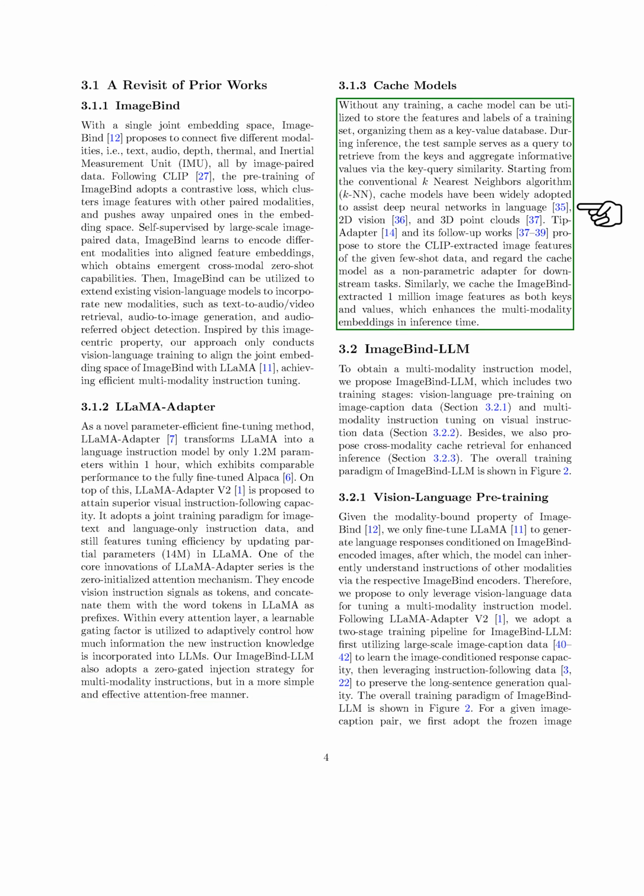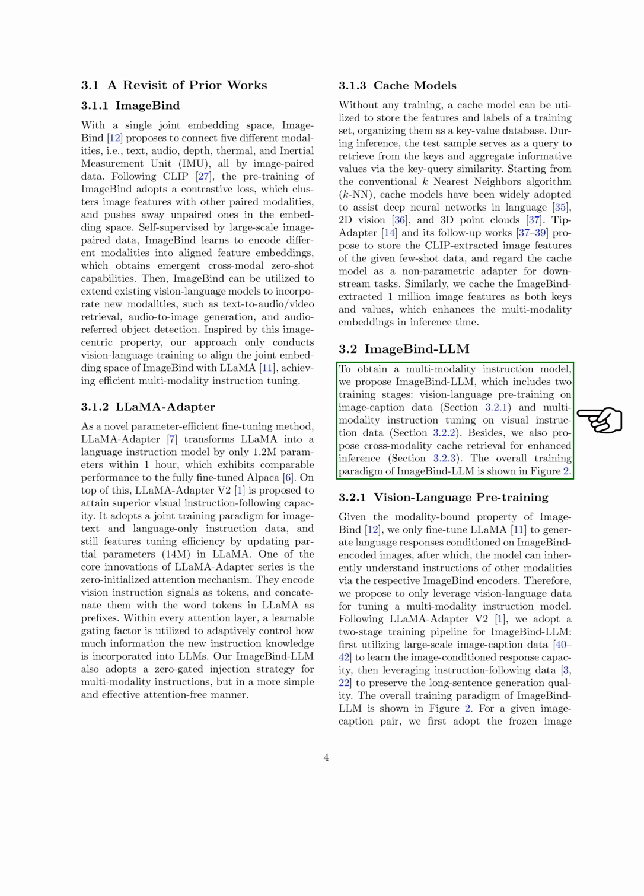Cache models, on the other hand, can be used to store the features and labels of a training set, organizing them as a key-value database. During inference, the test sample serves as a query to retrieve from the keys and aggregate informative values via the key-query similarity. Cache models have been widely adopted to assist deep neural networks in language, 2D vision, and 3D point clouds.